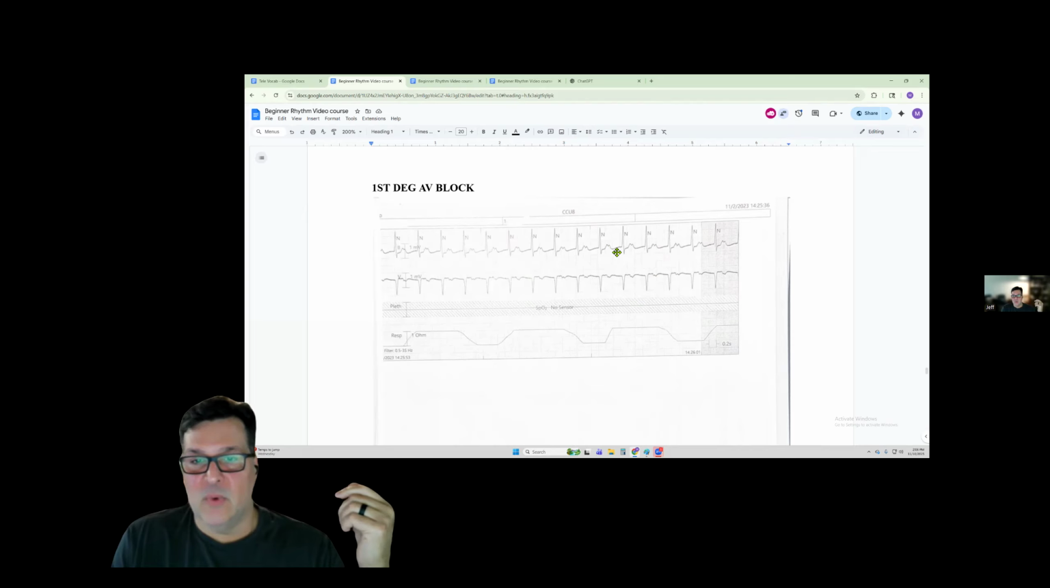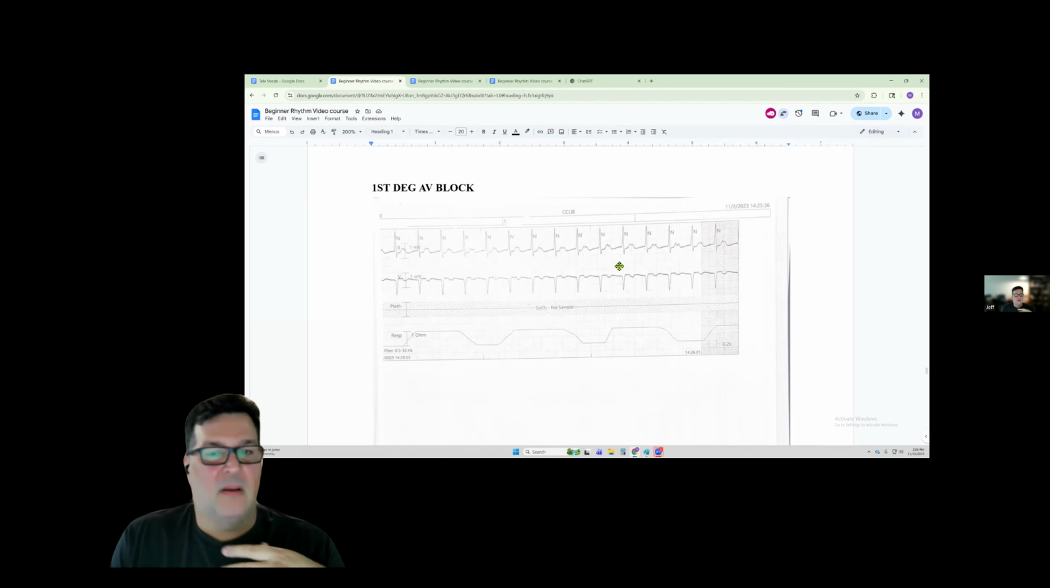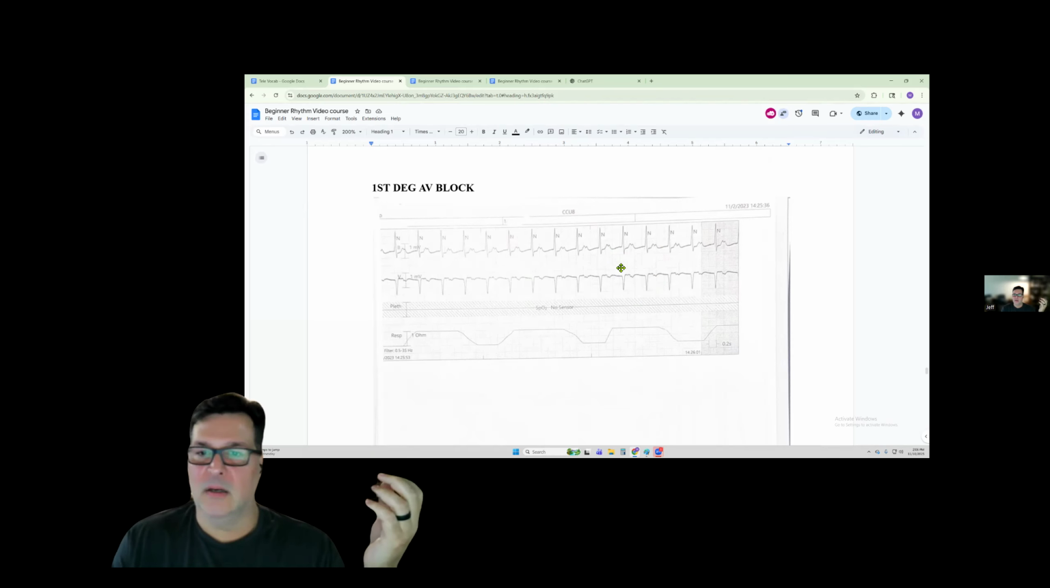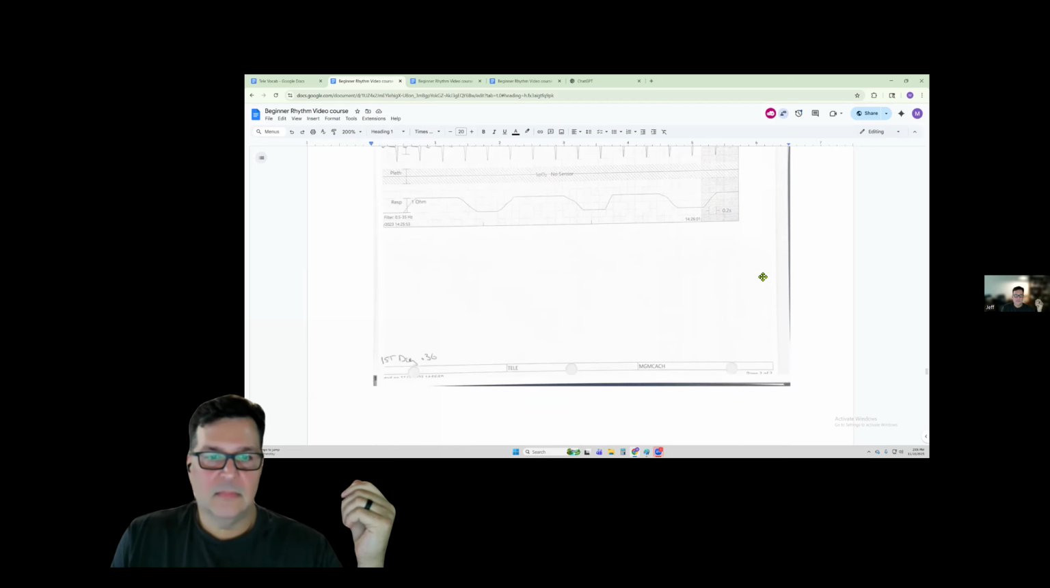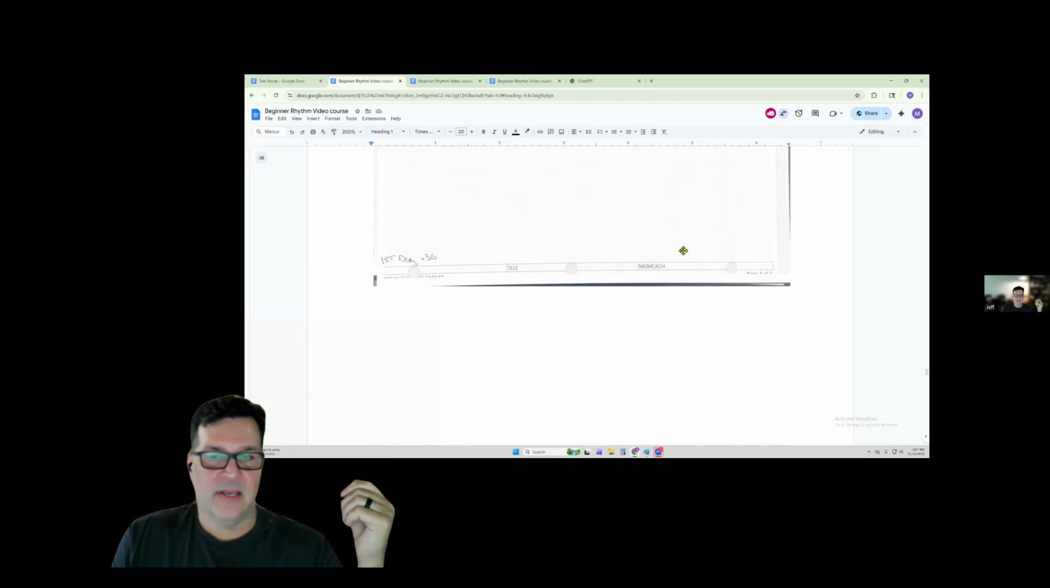Actually, you can see right here, there's one box and there's two boxes. It's closer to two boxes. But again, all the same criteria for a sinus rhythm, but it has a longer AV delay. First degree AV block. 0.36, I measured it for you.